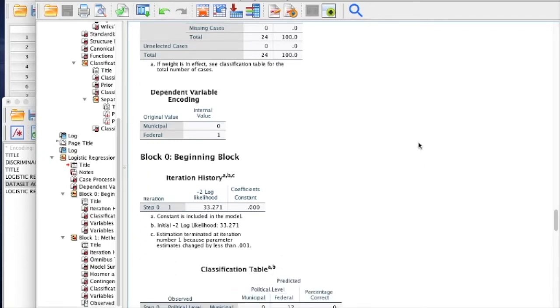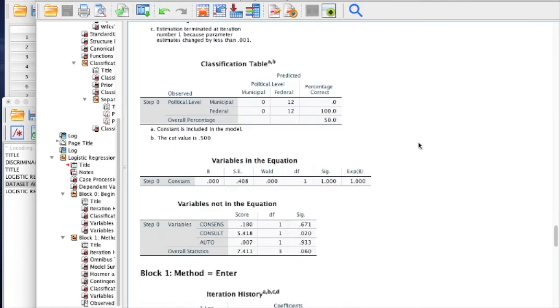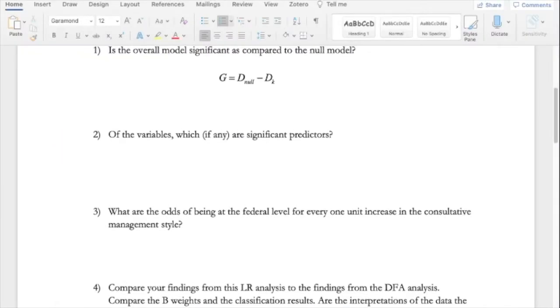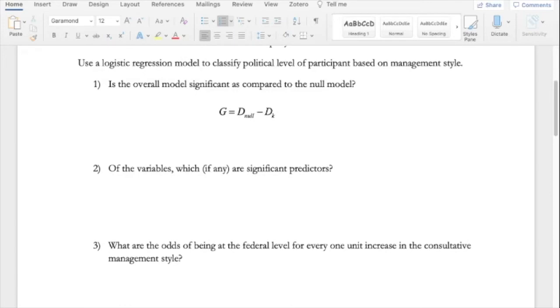What do these things mean? Based on these results, fill out this first and second question. So, is the overall model significant? And of the variables, which, if any, are significant predictors? So, take a second and think of that. Pause the video here and come back already having your answer.